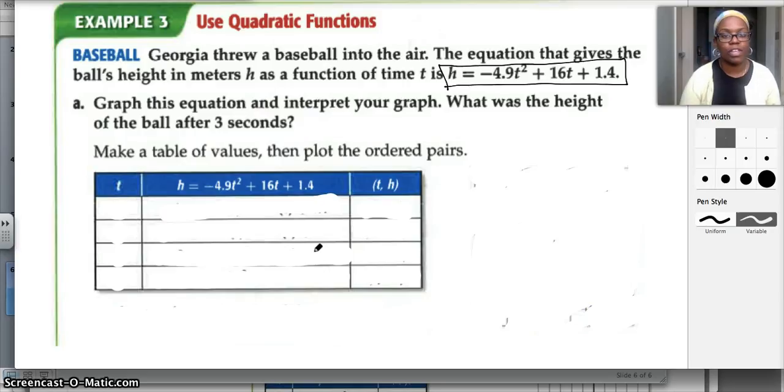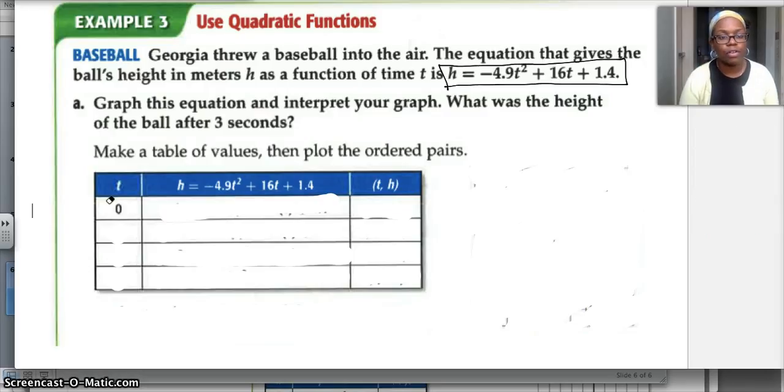All right, so we're going to graph the equation and interpret the graph, and we're going to figure out the height of the ball. So I'm actually going to do a bit of a reveal on this. We chose 0 for the time. So at time 0, we plug in 0 for time in each of these equations. Remember, h deals with the height at a particular time. So at time 0, the height of the ball was 1.4 meters off the ground.